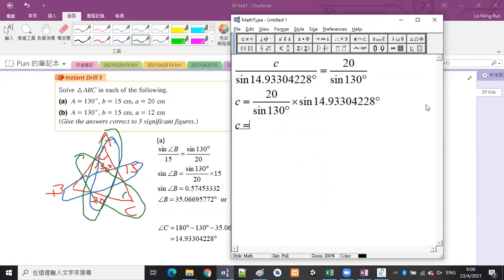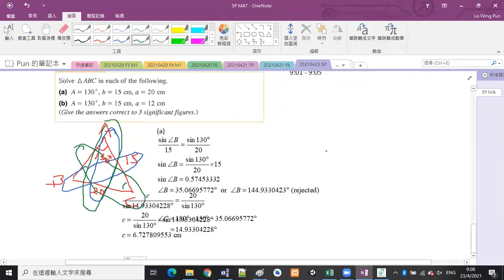I think it should be 6.72 something. Yes. Okay, and there's a unit. The unit is cm. Okay, don't forget to write down the units.